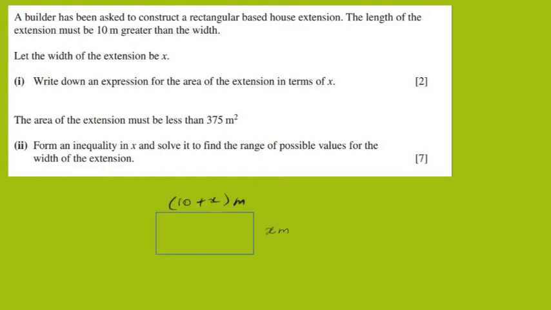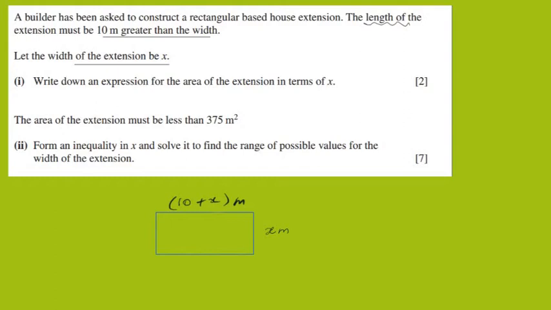So, in this diagram here, you see that the width of the extension is x. The length of the extension is 10 meters greater than the width. So therefore, this is 10 plus x.